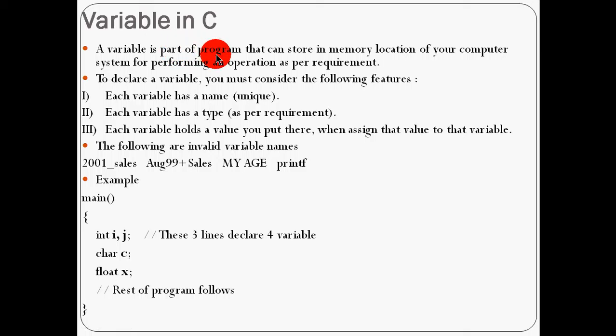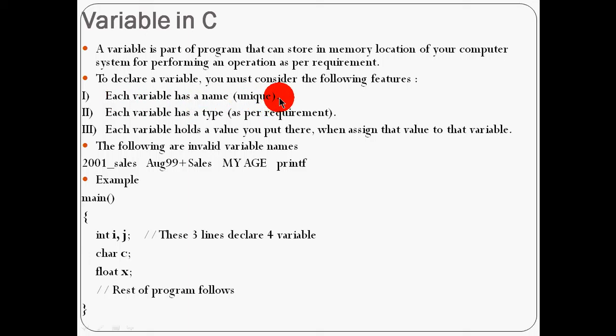identifier. That identifier has the responsibility to hold one specific value, and that specific value is stored in one particular memory location inside your computer system. Then you call that particular value as per your requirement for performing your operation. Now, the variable name should be unique.